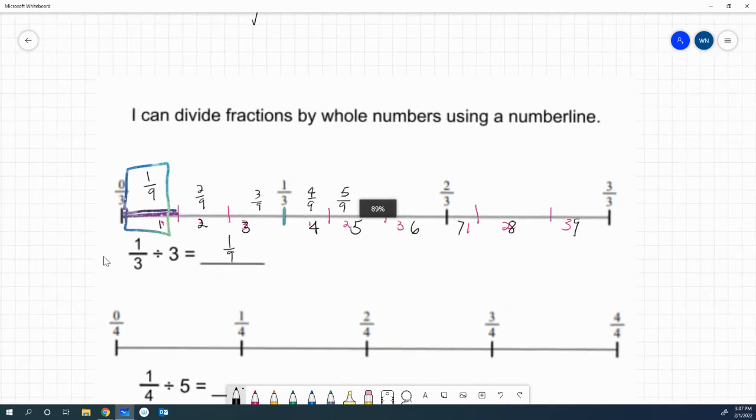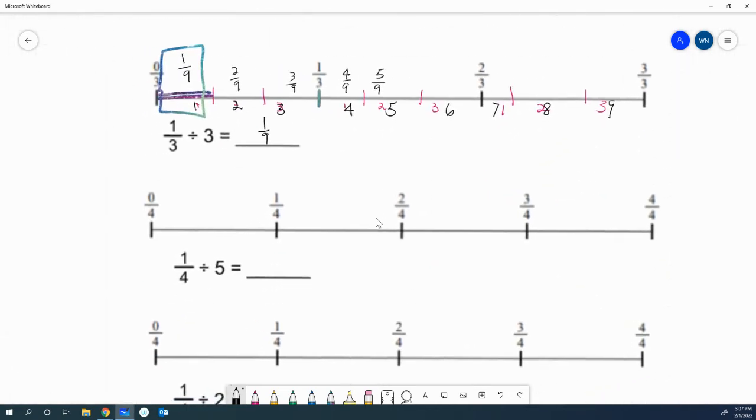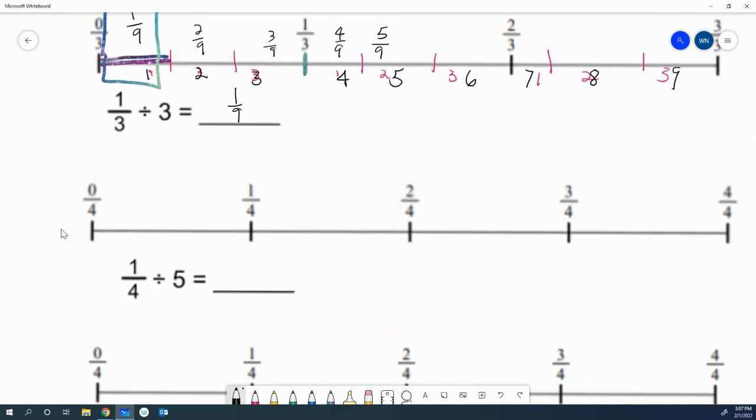Let's go ahead and look at our next one. For the next one, it says 1/4 divided by 5. So first things first, I'm going to find my 1/4. It's right here. So I know I want to divide this line into 5 parts. So let's go ahead.